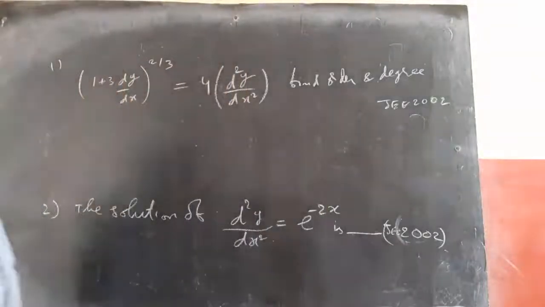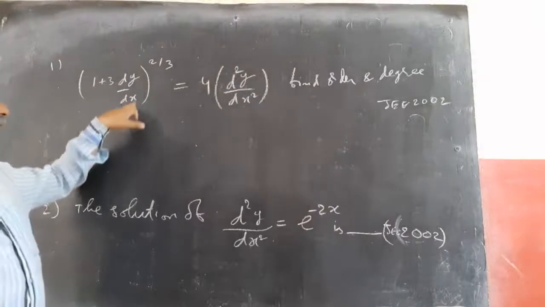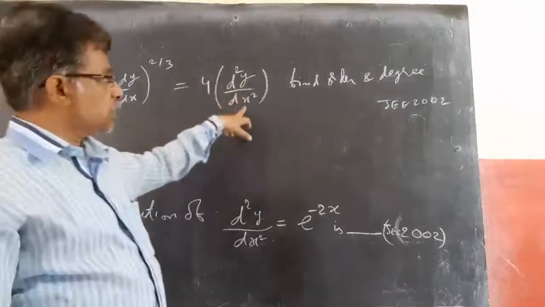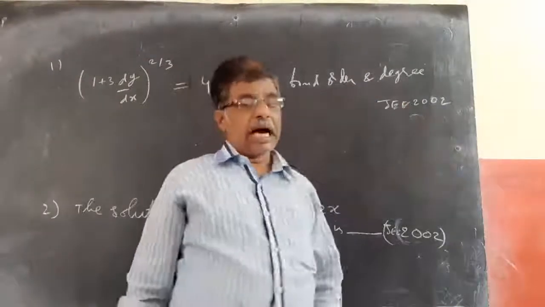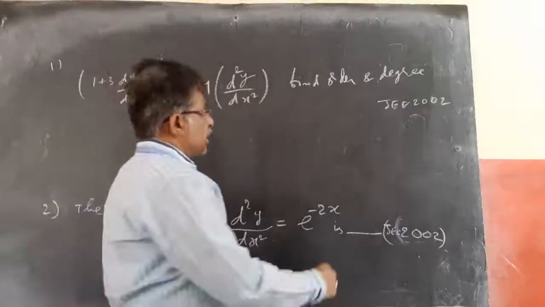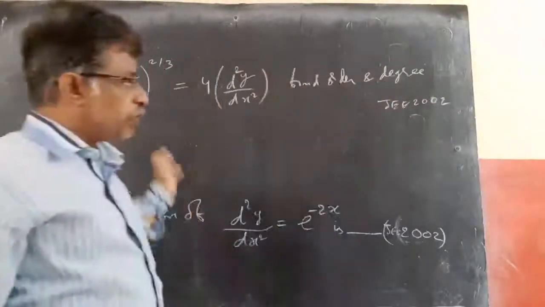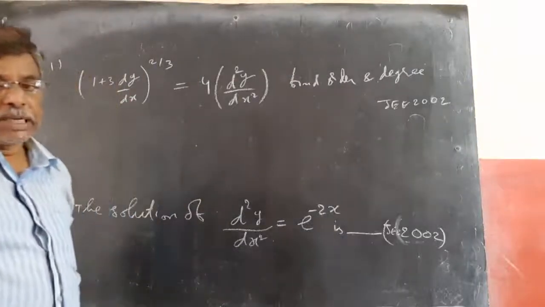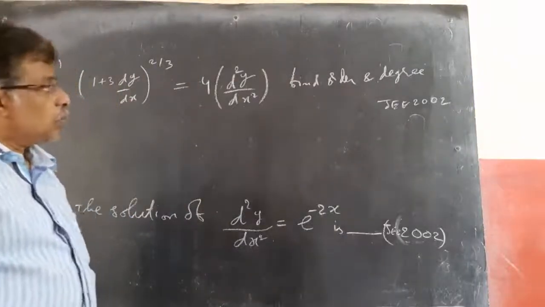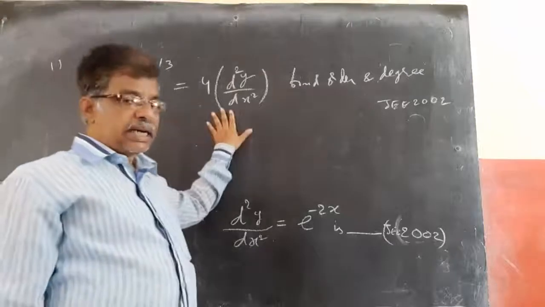Now, in 2002, they gave two questions from the differential equations. First question: (1 + 3 dy/dx)^(2/3) = 4 d²y/dx². Then order and degree equal to dash is given. So, he is giving 4 options. We need to pick the correct option, we know. Now, how to find the order and degree I told you.